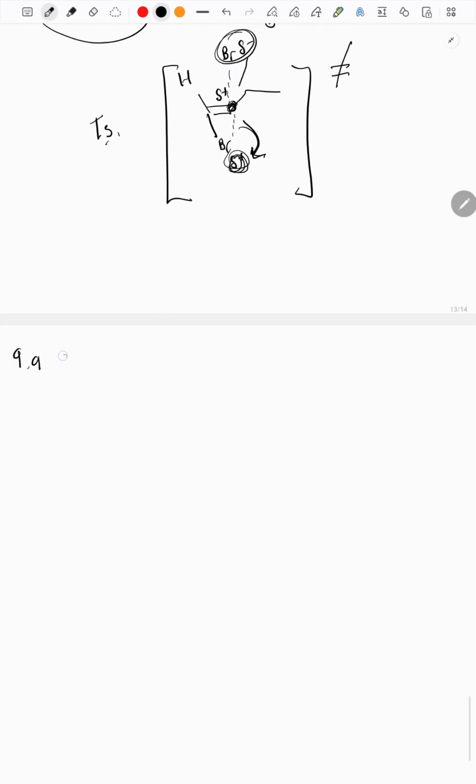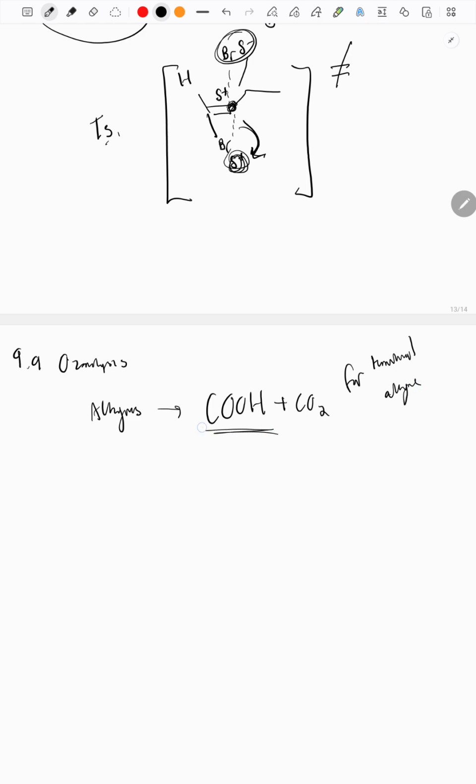Ozonolysis. With alkynes, will form carboxylic acids. With alkynes, will form carboxylic acids and CO2. For terminal alkynes, internal alkynes will just be two carboxylic acids, but for the terminal, we'll get CO2 as a byproduct.